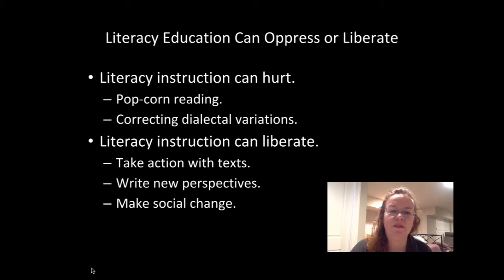So finally, literacy education or literacy pedagogy can oppress or liberate. We can imagine how literacy pedagogy can hurt students if we think about a common practice in U.S. classrooms called popcorn reading, or when teachers correct the dialectical variations of student language practices. But literacy instruction can also be liberating. So, for instance, students and teachers can take action with text. So you could write a text to make change. You can write text from a new perspective that has been left out, and you can use that to change your classroom, to change your school, and to change your community.